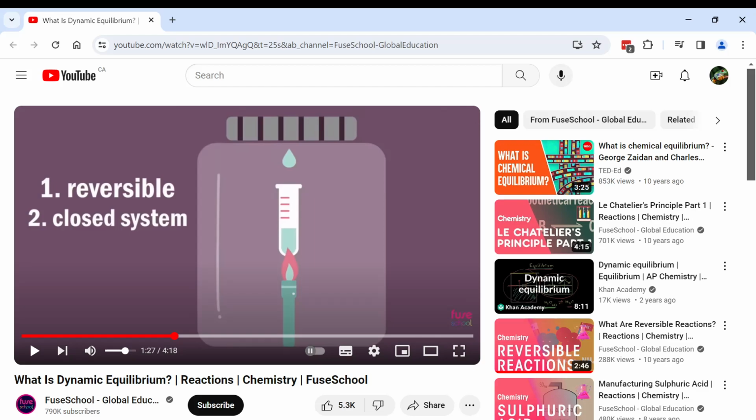Okay, we need a reversible system. We need a reversible reaction. We need a closed system. What else do we need? Constant temperature. You've answered one already. I want someone else now. Forward and reverse rates have to be equal. And it starts with both. Both reactants and products have to be present. Yay. Okay? You guys got it.